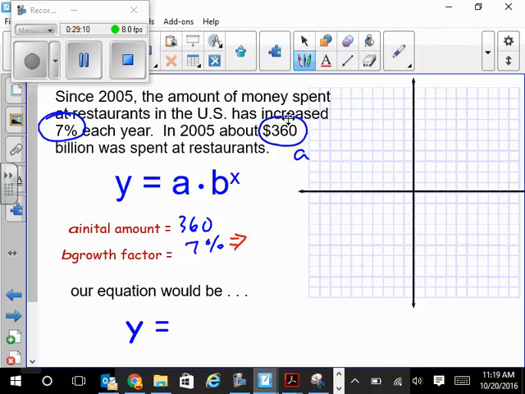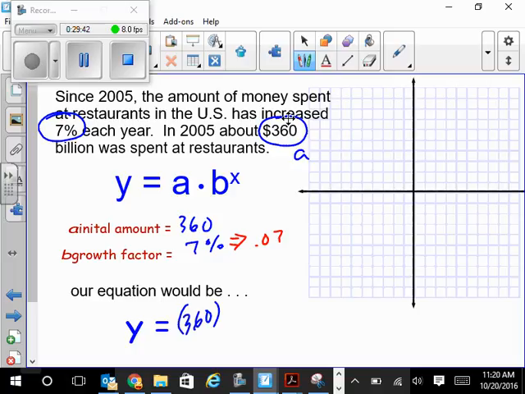What am I writing for the B? 0.07. Yeah, and let me not put that in parentheses. You put the 360 just as is. The second one I'd like to put in parentheses on the test. 0.07. What power? What am I going to raise that to? X. Yeah. The y and the x, they stay the same as far as the equation is concerned.